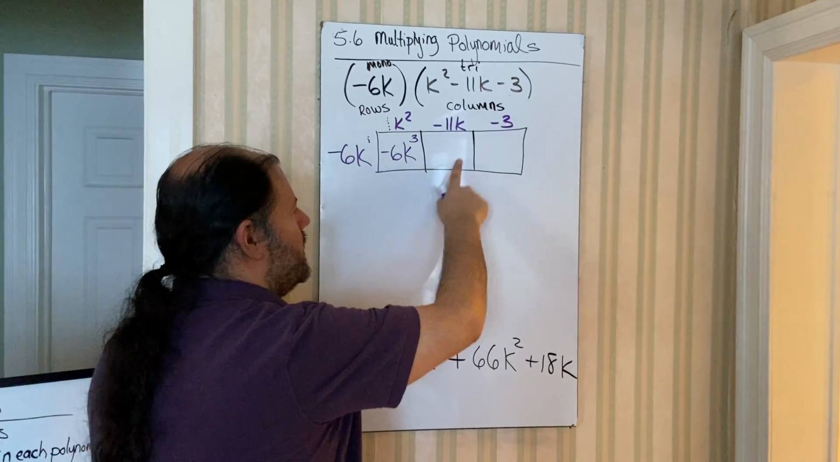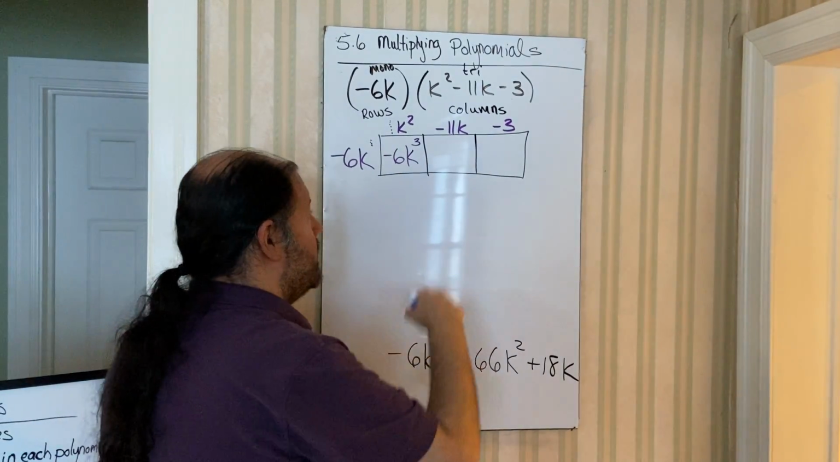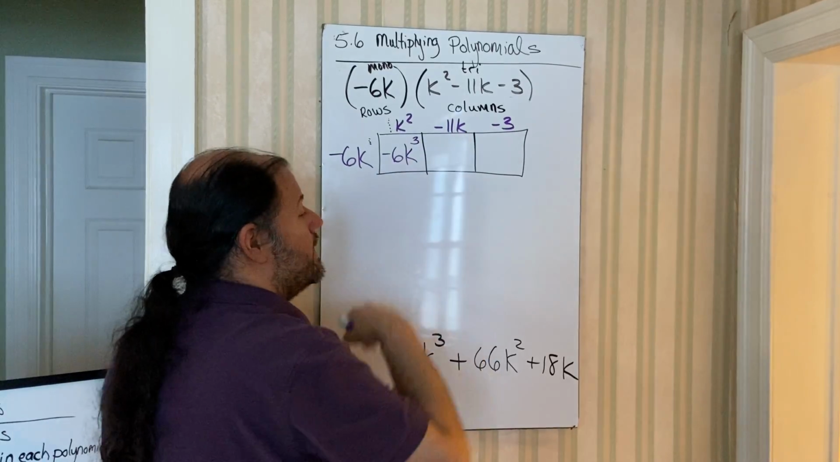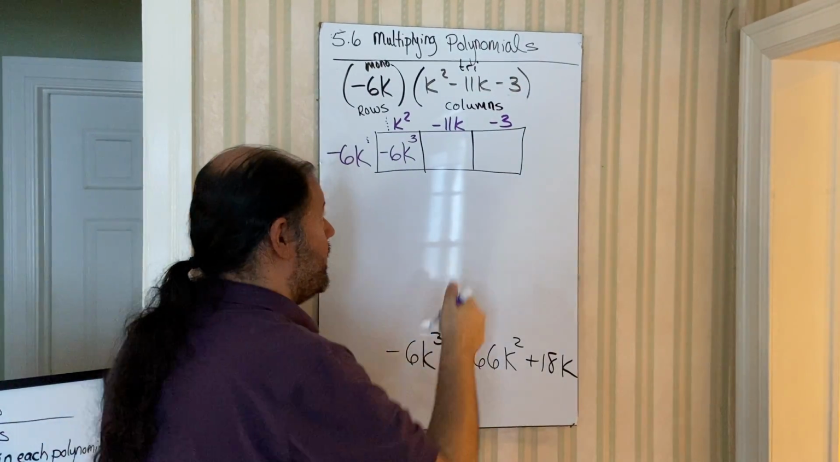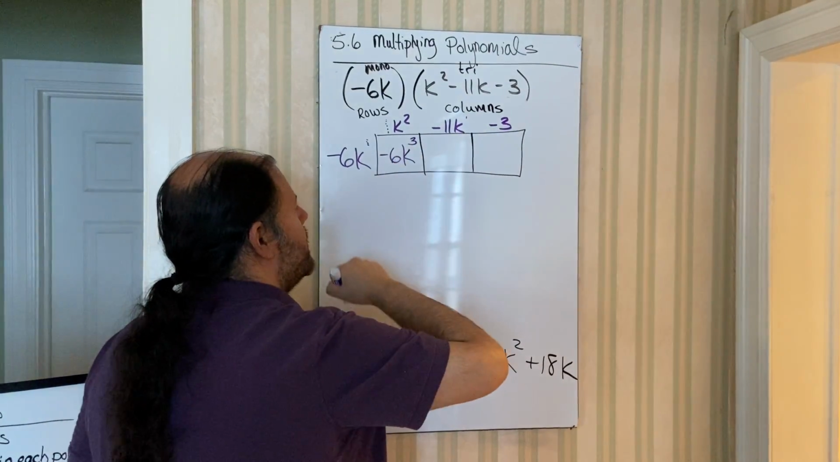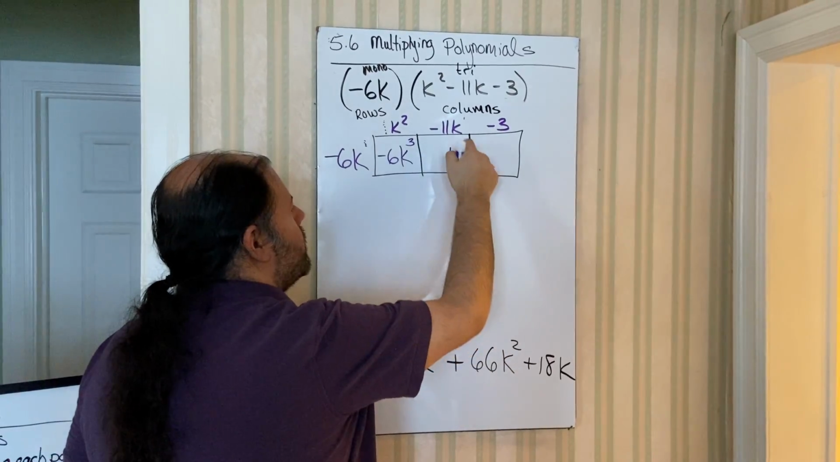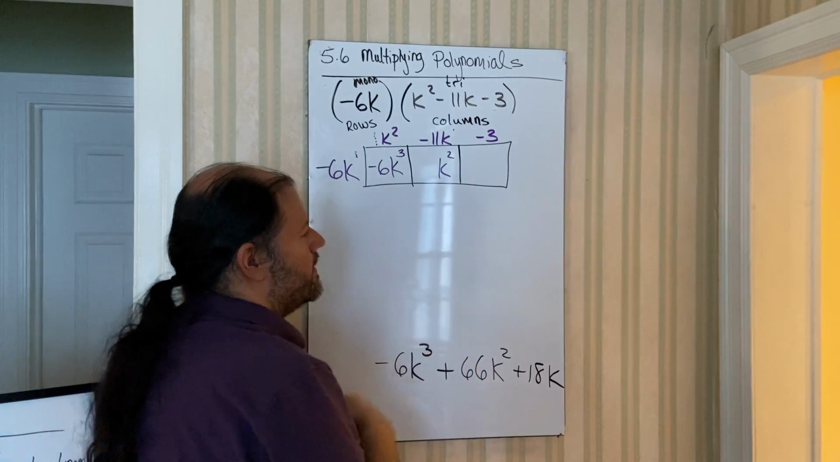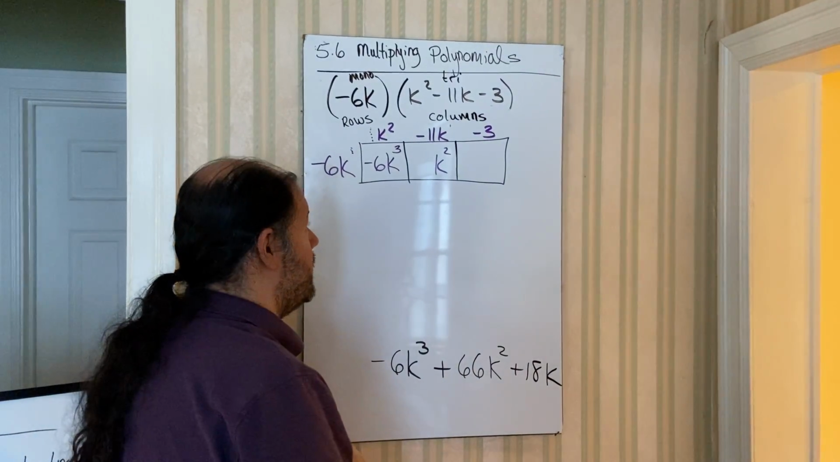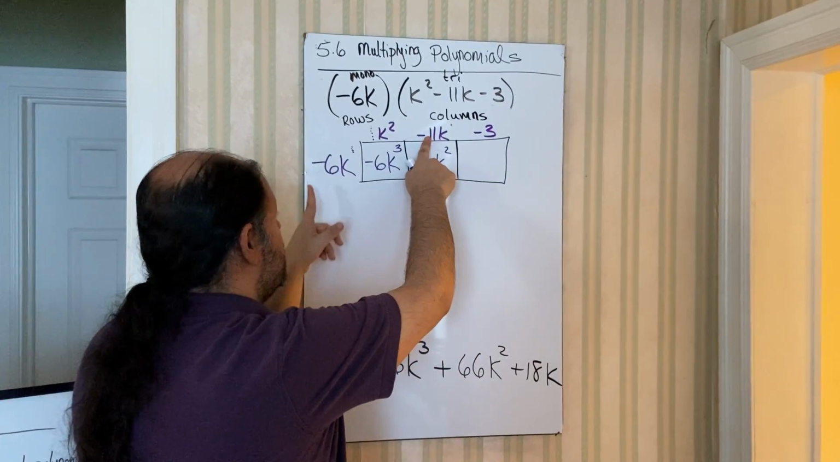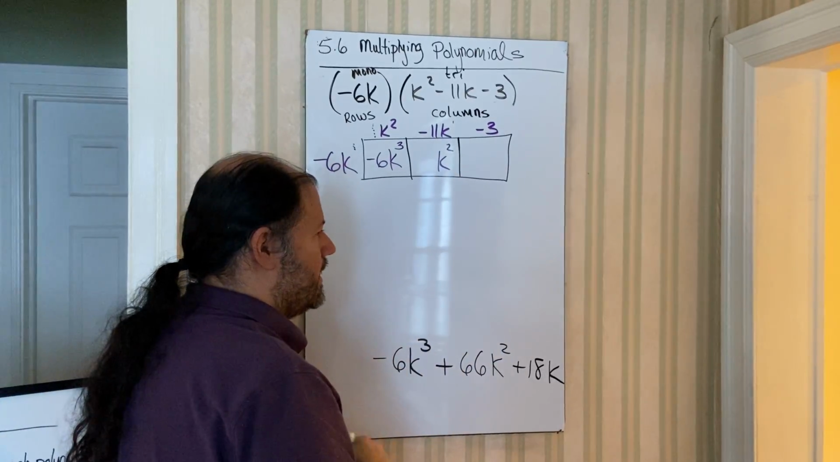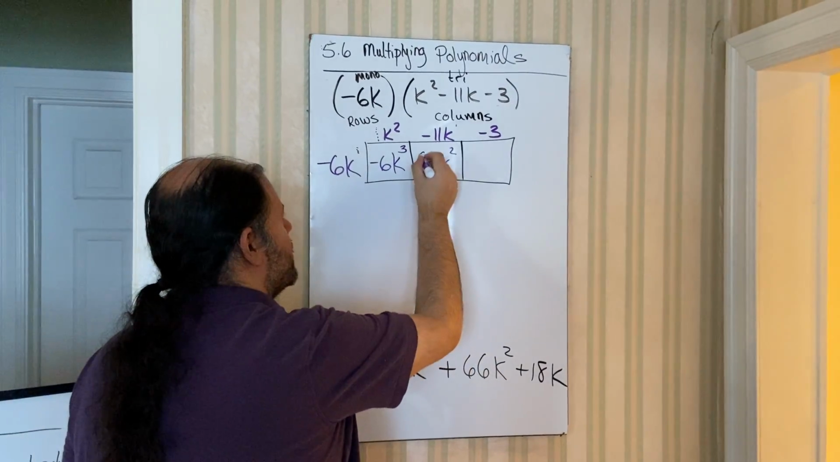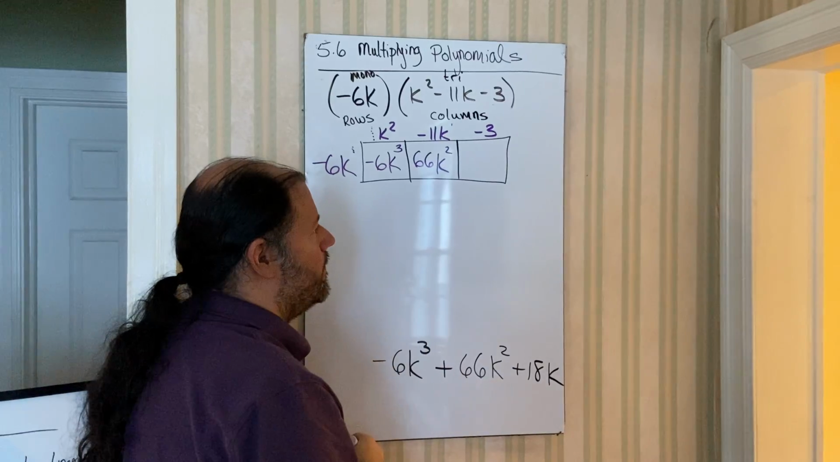Once you fill in one square, you go over to the next square. K, k, they're the same base, so the same ladder. Remember, there's understood 1 there. So notice we have 1k on top, 1k to the left. That means I have 2 k's. So I write k squared. And what do I do with these? The coefficients you multiply. Negative times negative, we know we're going to get a positive 66.